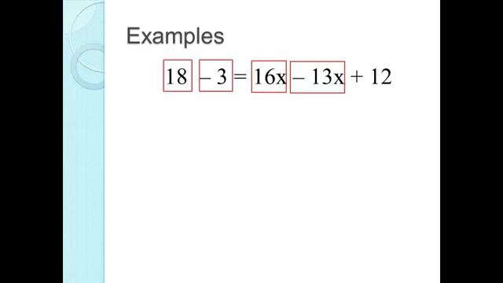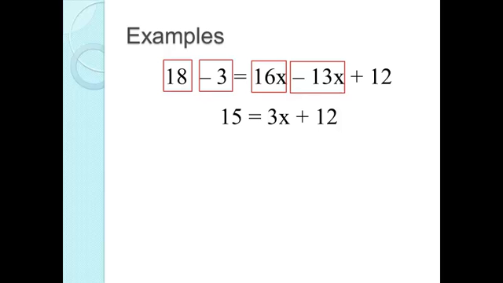Remember, we are combining terms, not moving them to the other side of the equal sign, so we will keep their signs the same. On the left hand side, 18 plus negative 3 gave us 15, and on the right hand side, 16x plus negative 13x gives us 3x. So we are left with the equation 15 equals 3x plus 12.